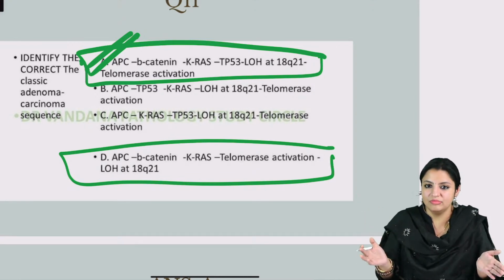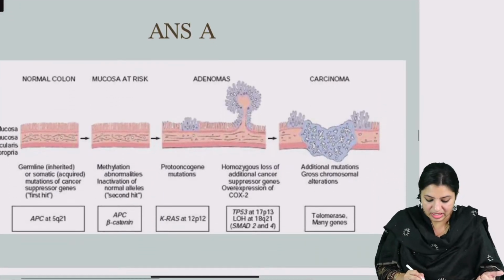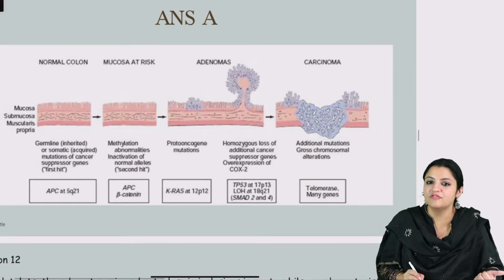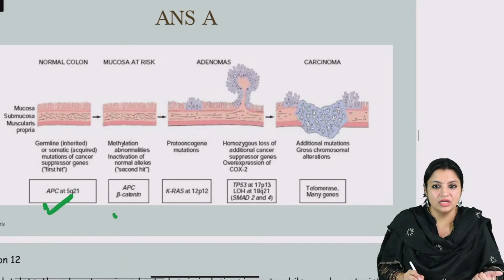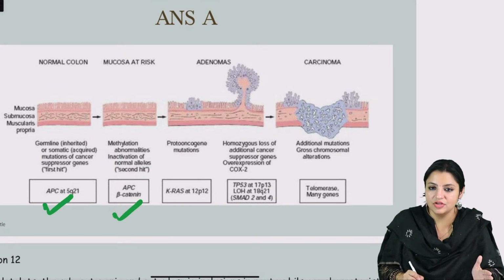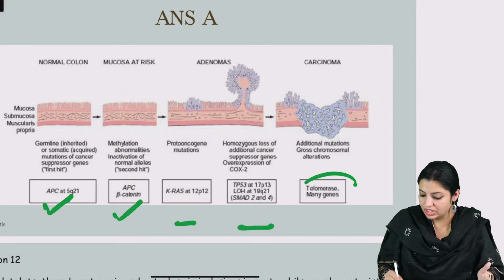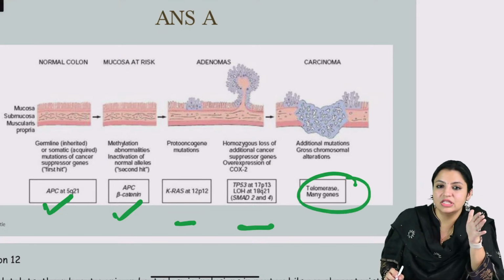So anything in between can occur. Let's see what occurs in between. We know APC is lost, beta catenin is activated, and after that we can have various mutations. KRAS is a proto-oncogene which is converted into an oncogene. So KRAS is activated, P53 is deleted, SMAD is deleted, and the last is telomerase. So you should be very, very clear with the answers here.